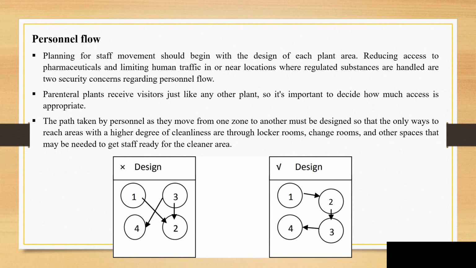Now we come on to personnel flow. The path followed by the person has to be kept in mind so that they move from one zone to another, designed in such a way as to reach areas with a high degree of cleanliness through locker rooms, change rooms and other spaces. The person should not be moving from 1 to 2 or 3 to 2 or 3 to 4. Rather, a unidirectional flow should be maintained so that particulate contamination can be decreased.